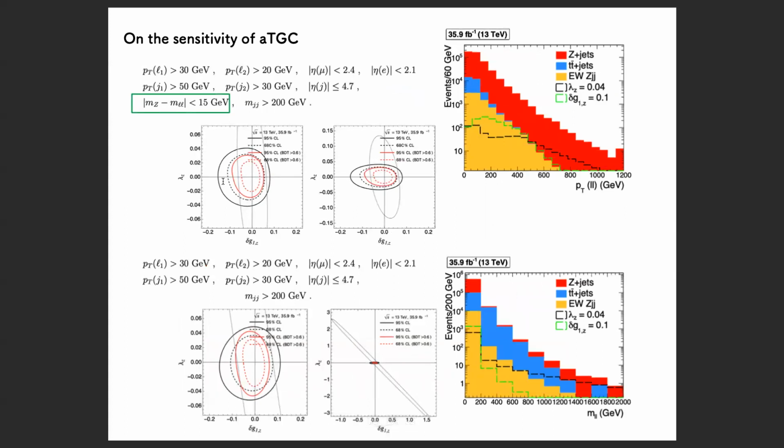So here, this is our plot. We follow the same analysis as the CMS, restricting events to a Z-mass window. In the second analysis, we got rid of the Z-mass window and looked at the distribution of the dilepton mass. But here we restrict the Z-mass window, and instead we look at the distribution of the PT of the Z boson. And this is one of the fit plots of lambda Z versus delta g1Z.